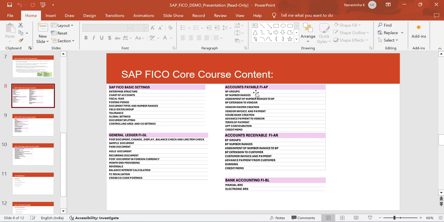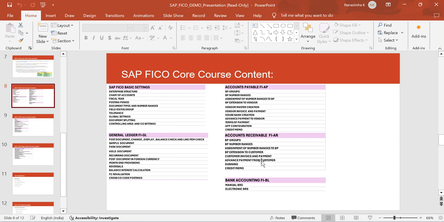Coming to accounts payable, we create the business partner groups, what the number ranges and assignments are, how we will create the business partner, how we will extend it as a vendor, what the vendor masters are, what the invoices, payments, house bank, and payment terms are. All these things we will configure here in accounts payable. Here we do the configuration also.